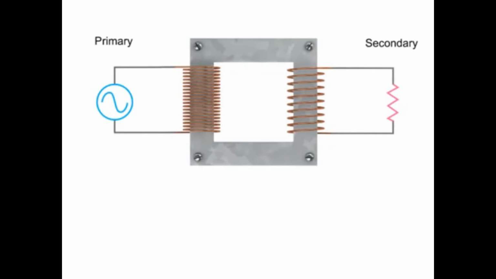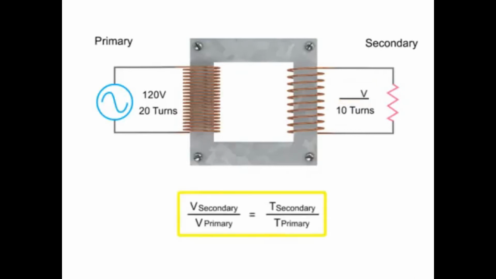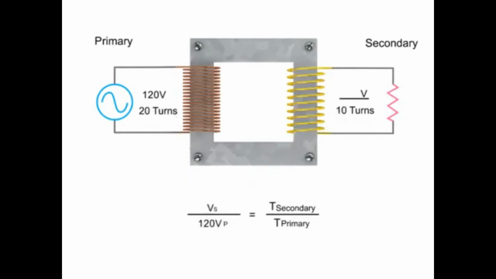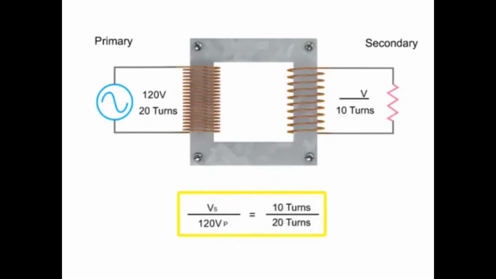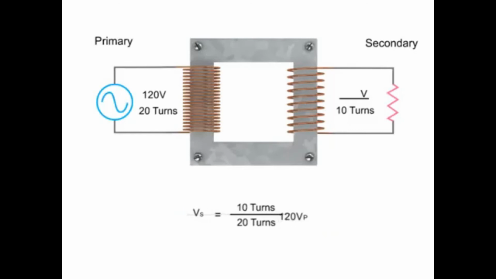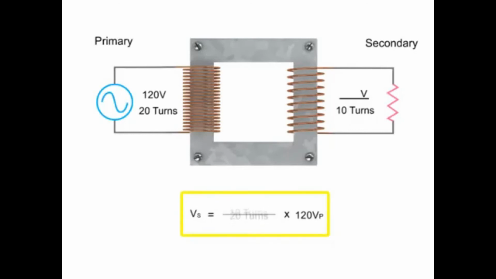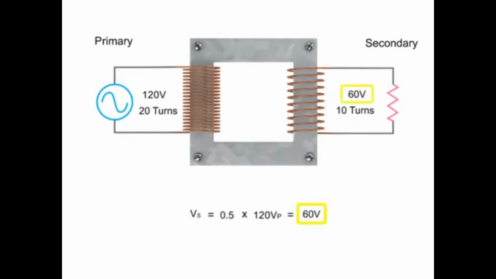If there are fewer coil turns on the secondary than on the primary, this is called a step-down transformer. The resulting voltage in the secondary circuit will be less than the primary. In this example, we have 20 turns on the primary coil and 10 turns on the secondary coil. To determine the decrease in voltage occurring in this step-down transformer, we can use a simple ratio formula. This formula simply states that the secondary voltage to primary voltage ratio is the same as the secondary coil to primary coil turn ratio. Rearranging the formula and then dividing 10 turns by 20 turns, we get 0.5 multiplied by 120V. This results in a calculated step-down voltage of 60 volts.